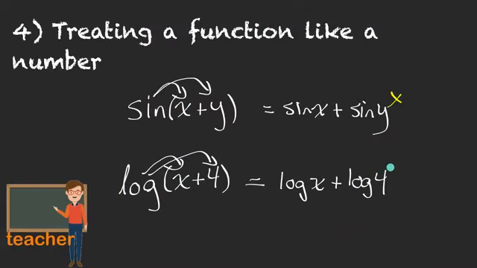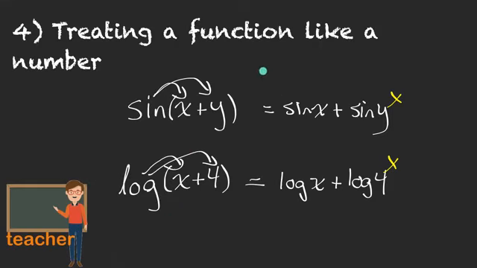So both of these are incorrect. It's a super common mistake to think that sine and log can be treated like numbers and distribute them into their own argument. Sine and log are functions though, not numbers. What we have with both of these aren't a product of things. It's not sine times x plus y and log times x plus 4. It's sine of x plus y and log of x plus 4. You can't distribute a function into its own argument. So don't try and treat sine and log as if they were numbers and try and do distributive property.